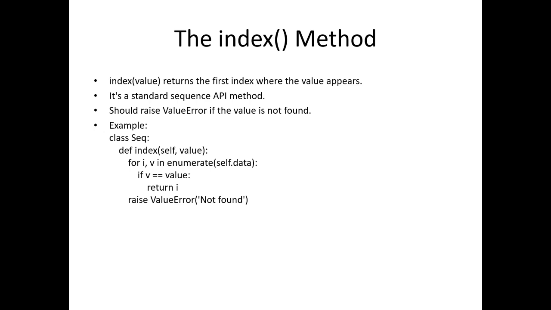The index method. The index(value) method returns the position of the first occurrence of a value. It is a standard part of the Python sequence API. If the value isn't found, it raises a ValueError. Implementing this gives your sequence the same behavior as lists and tuples, making it easier for users to work with.